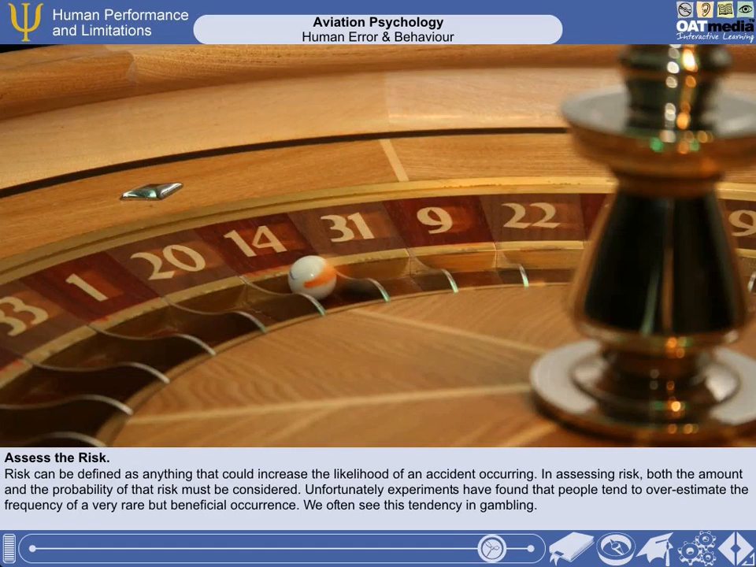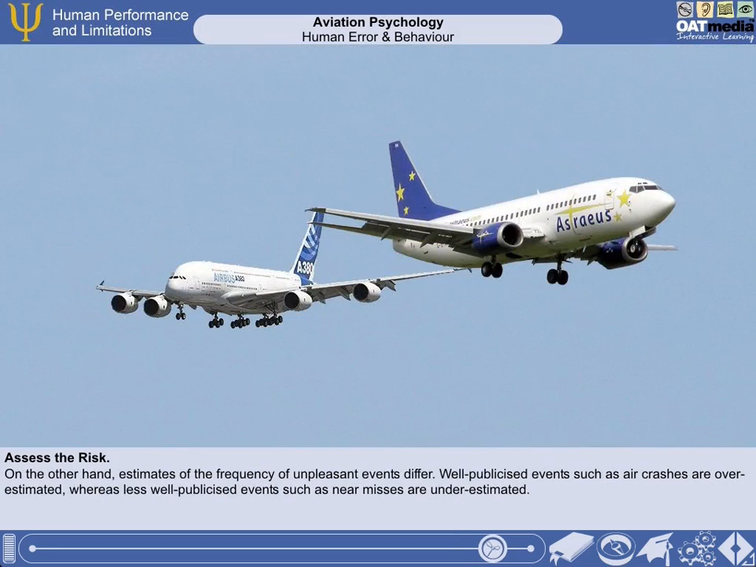Risk can be defined as anything that could increase the likelihood of an accident occurring. In assessing risk, both the amount and the probability of that risk must be considered. Unfortunately, experiments have found that people tend to overestimate the frequency of a very rare but beneficial occurrence. We often see this tendency in gambling. On the other hand, estimates of the frequency of unpleasant events differ. Well-publicized events, such as air crashes, are overestimated, whereas less well-publicized events, such as near misses, are underestimated.